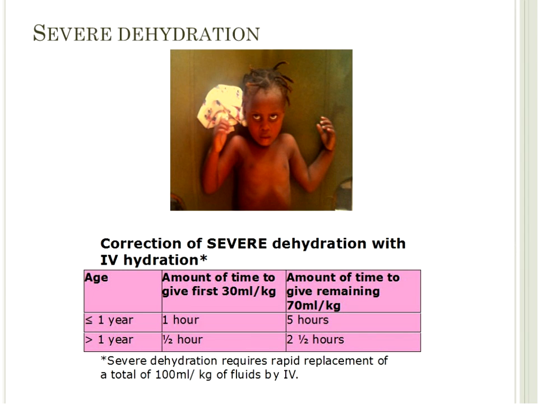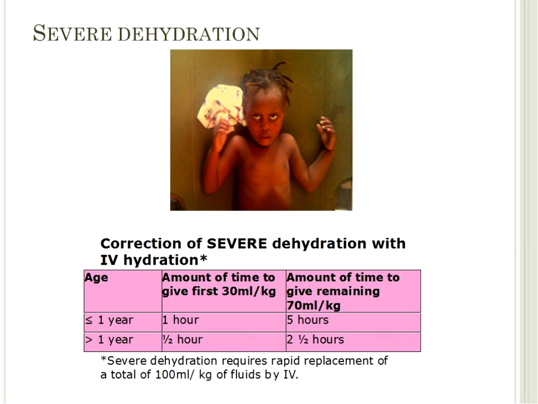For patients that are less than a year old, you want to give 30 mils per kilo in the first hour, followed by 70 mils per kilo in the next 5 hours. For those that are greater than 1, you're going to give fluids a lot more rapidly. So 30 milliliters per kilogram in the first half hour, followed by 70 mils per kilo in the next 2.5 hours.